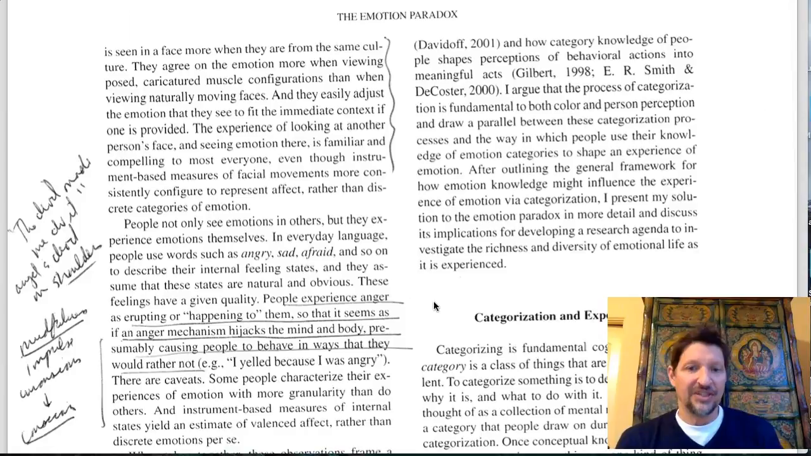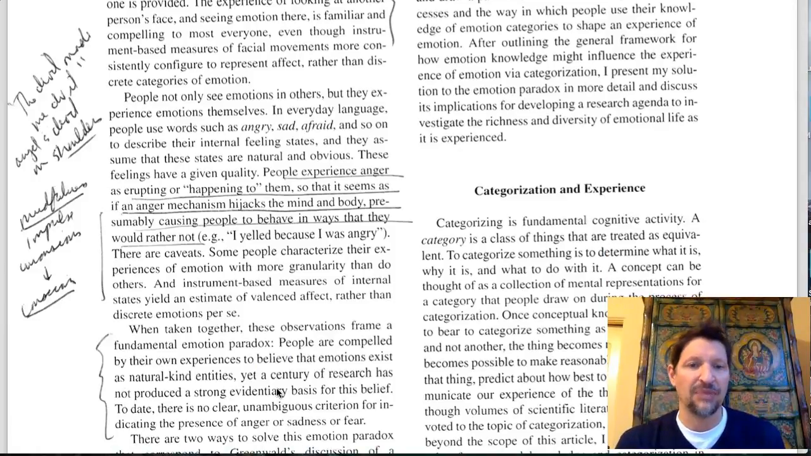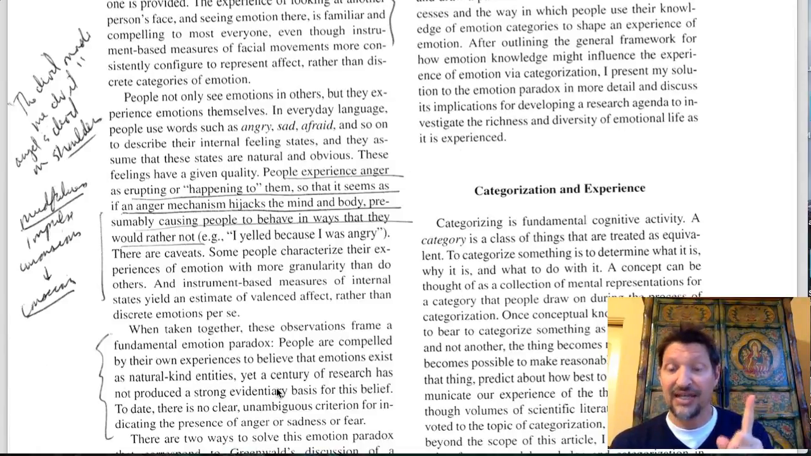And the entity notion. She says, where I have my underline here, people experience anger as erupting or happening to them, so that it seems as if an anger mechanism hijacks the mind and the body, presumably causing people to behave in ways they would rather not. And frankly, there are definitely episodes where that is a good explanation. When a person is drunk, or they don't have a lot of capacity and faculty of their mind, or they happen to be mentally ill, something like that actually kind of makes sense. So it does handle some phenomena.